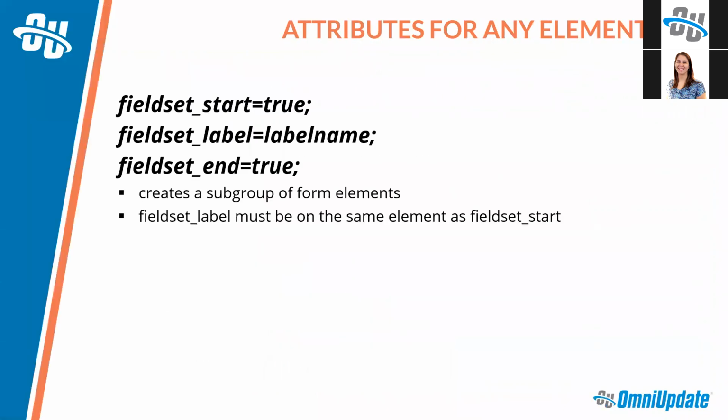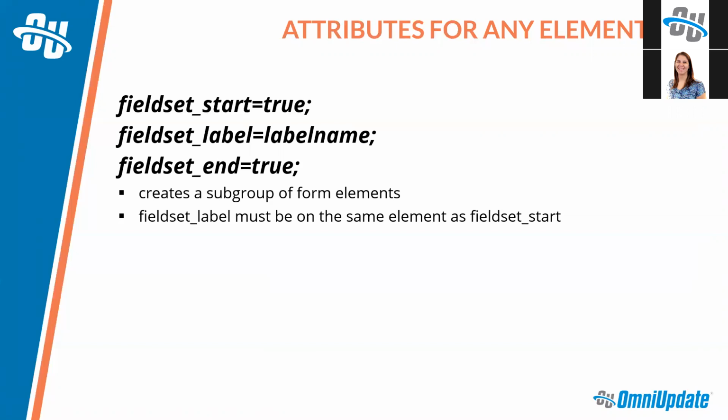This is actually an advanced attribute that can be applied to any element type. So I can create groups of any types of elements here. And I'm essentially using 3 different advanced attributes in combination. The group itself is going to be called a field set. Whichever element I want to be the first within this group, I'm going to give it this field set underscore start is equal to true.